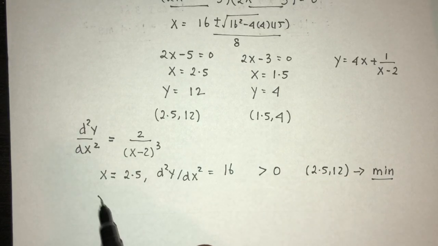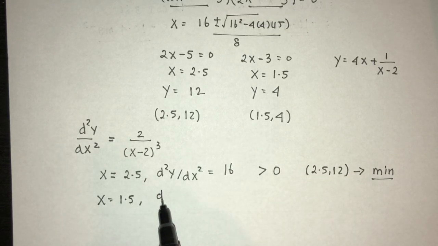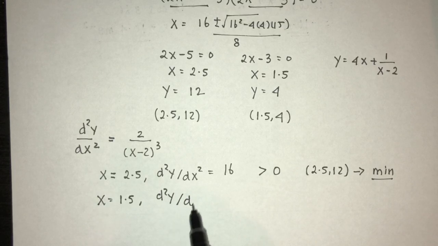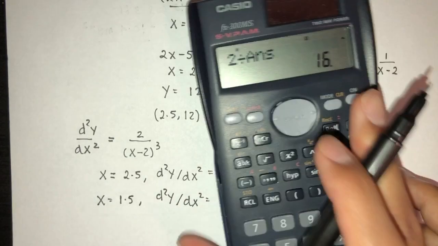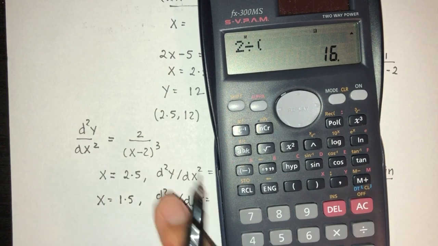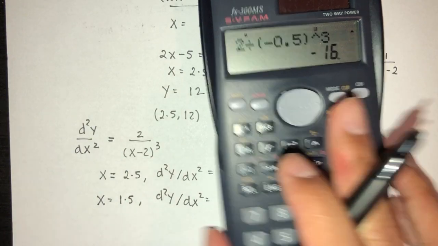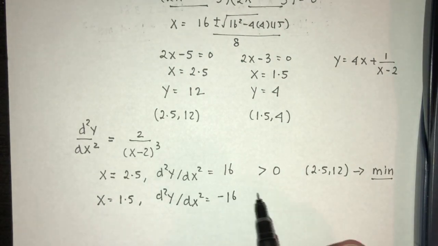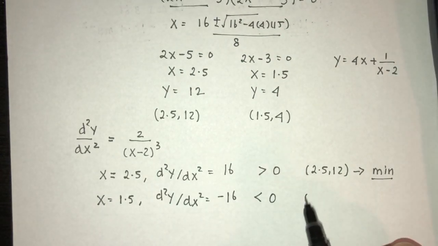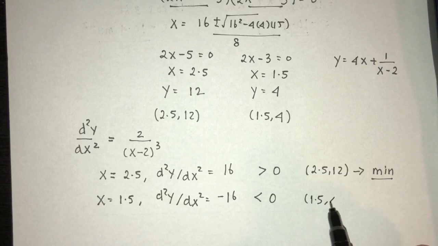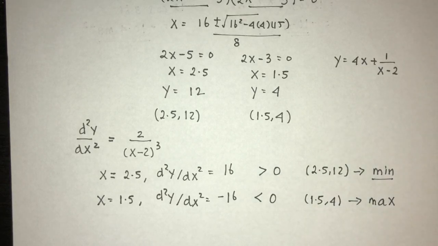And for this one, let's say x is equal to 1.5, find d2y by dx2 at this value. That will be 2 divided by 1.5 minus 2 is minus 0.5 power 3. That should be minus 16. The value is less than 0. We say that this point is a maximum point. Okay, that will be your part 1 of your question.